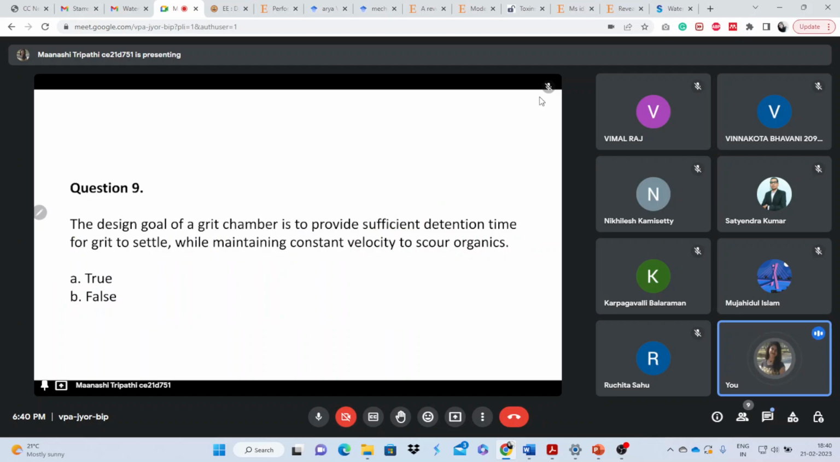The design goal of a grit chamber is to provide sufficient detention time. I have already answered this question. Plus, try to solve it in terms of maintaining constant velocity to scour organics. We are not allowing any organic particles to settle. We want to allow only inorganic particles to settle. So what will be the answer, true or false?